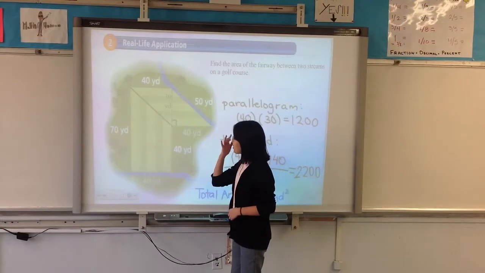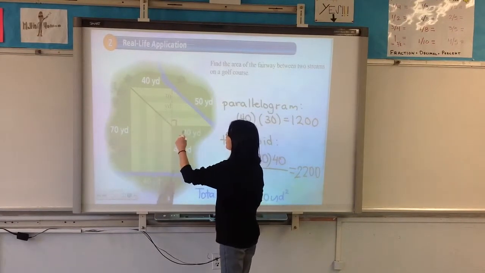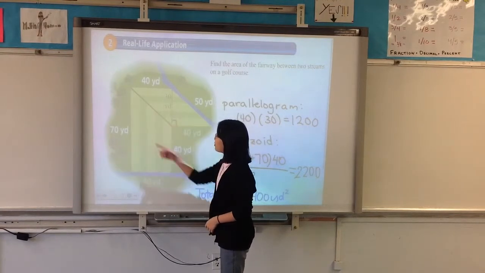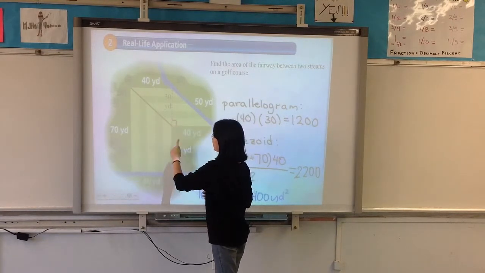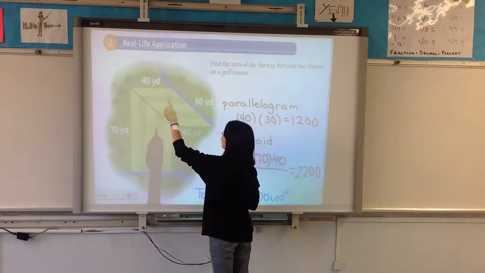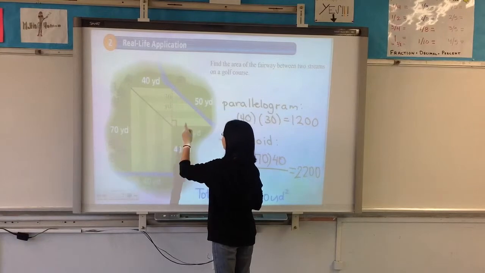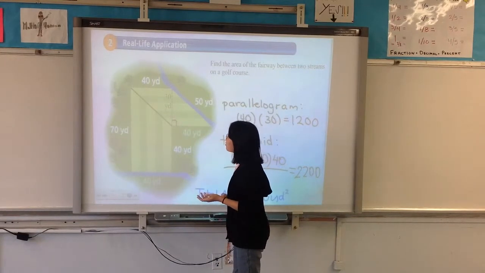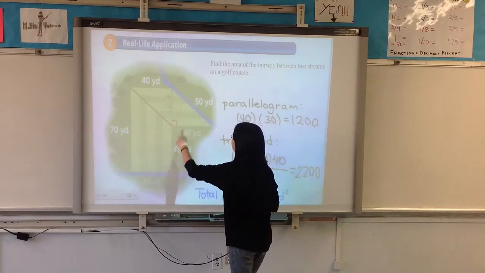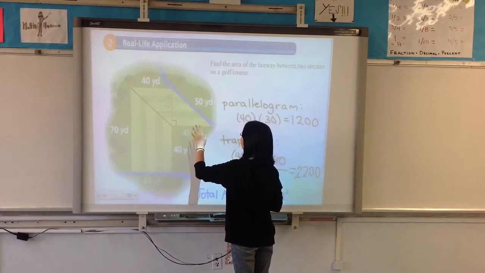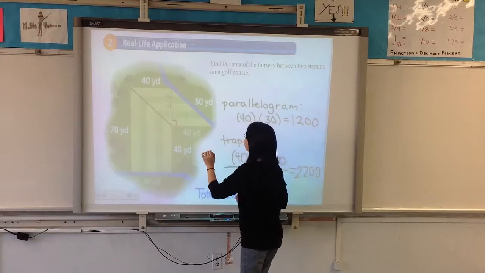So the first way I try to solve this problem is by splitting this figure into 2 parts. This part of the fairway is a trapezoid, since it only has 1 pair of parallel lines. In this section of the fairway, however, it has 2 pairs of parallel lines, so this one is a parallelogram. So I would use the area formulas that we just talked about to figure out the total area of this entire fairway. So the first thing I would do is find the area of this parallelogram.